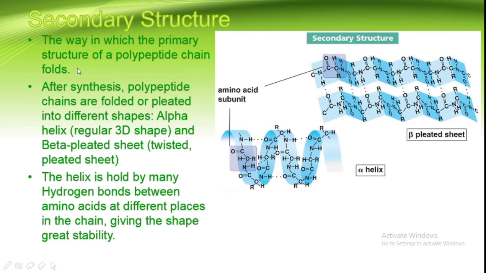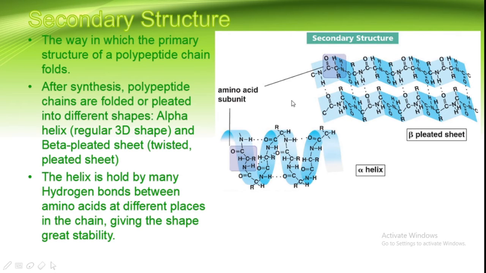Now, the secondary structure is the way in which the primary structure of the polypeptide chains folds. Here, observe, these are the foldings when they are folded with each other. The subunit is amino acids. There are two types: one is called the alpha helix structure, the other one is the beta pleated sheets. These are the beta pleated sheets. After synthesis, polypeptide chains are folded or pleated into different shapes: the alpha helix, regular 3D shapes, and the beta pleated sheets, the twisted pleated sheets.